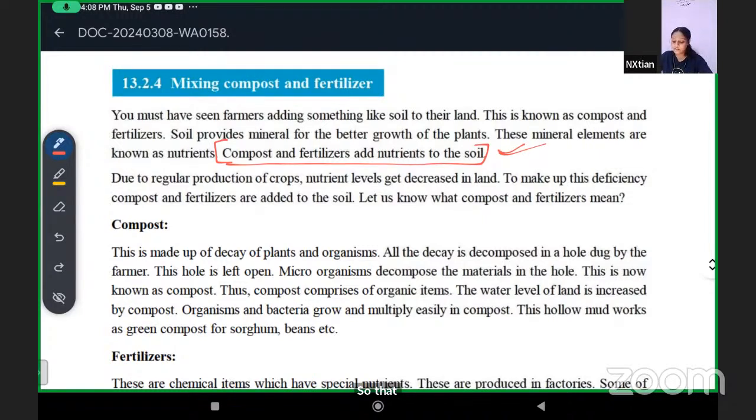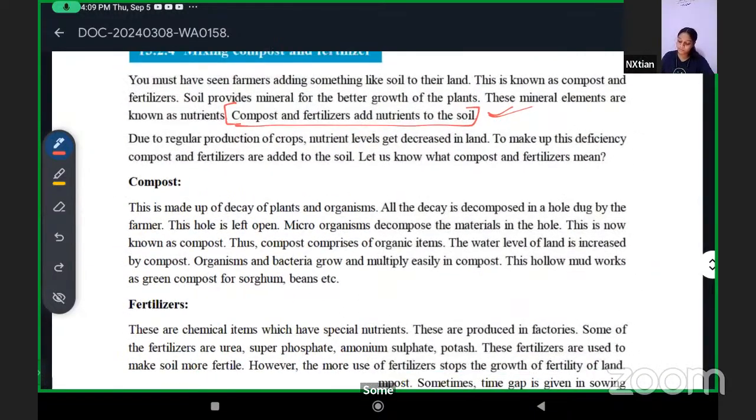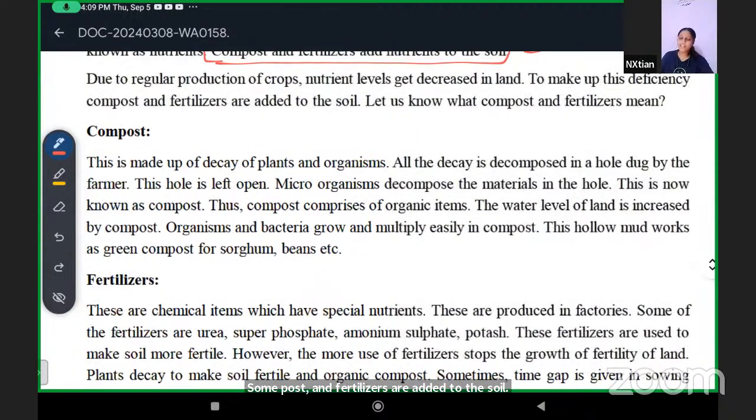Due to regular production of crops, nutrient levels get decreased in land. To make up this deficiency, compost and fertilizers are added to the soil. Nutrient levels also sometimes decrease in the land. To again give those nutrients to the land, the compost and fertilizers are added.